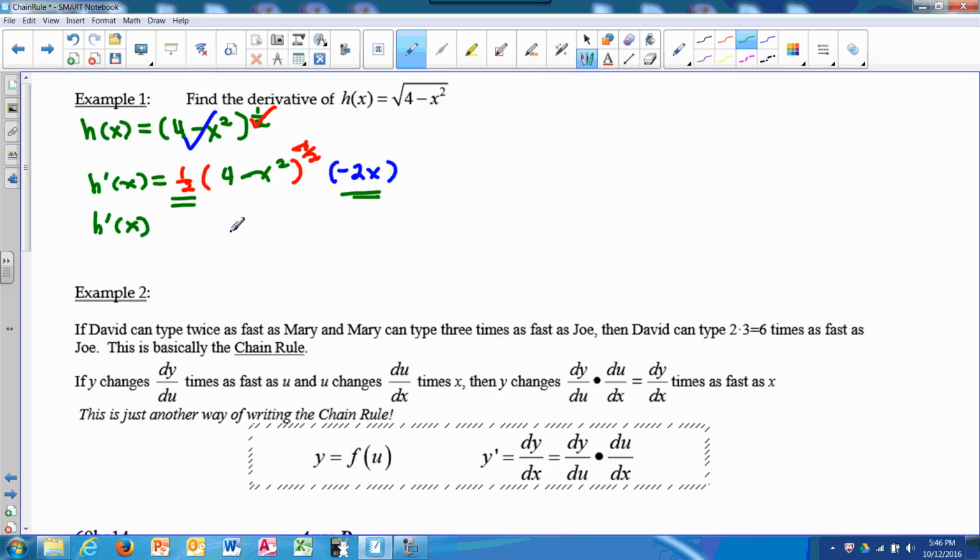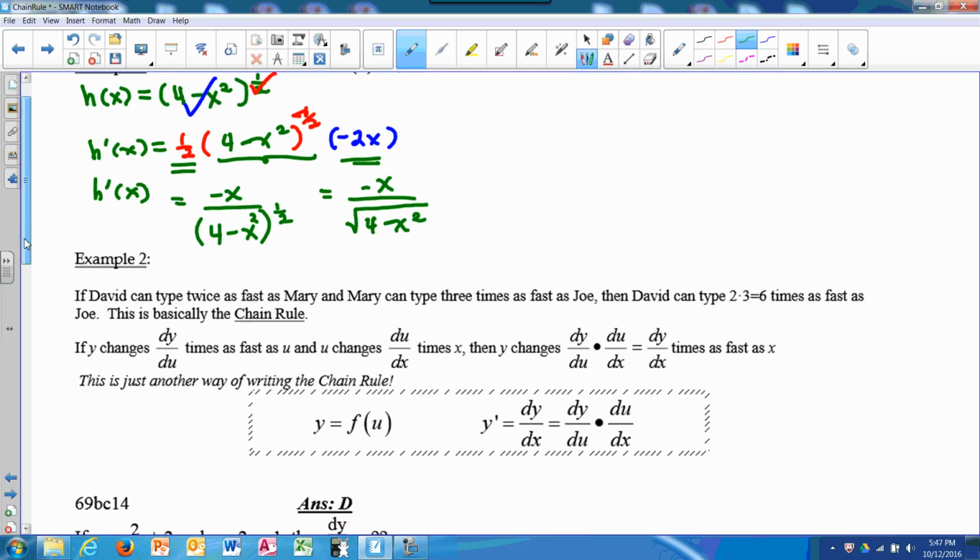All that remains is simplification. So using the algebra, I have 1/2 times negative 2x is negative 1x. The negative power says this entire piece belongs on the bottom. And I would very likely see that in a multiple choice question returned to the radical format instead of the power.